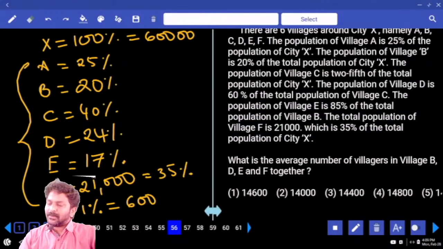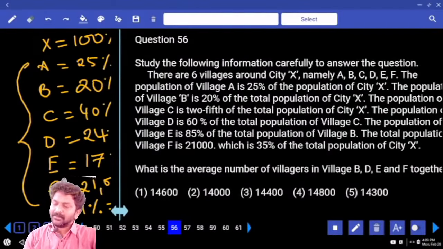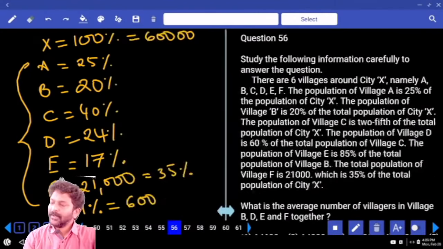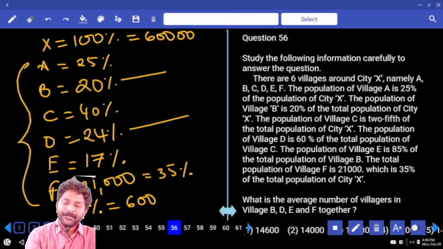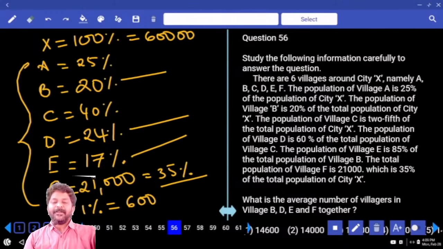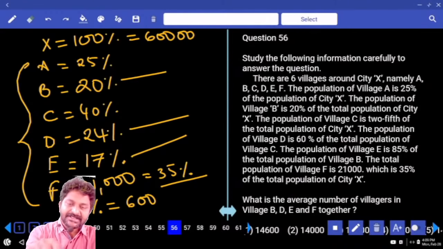BDEF? Third option, final answer. BDEF. Let me first calculate in terms of percentage.